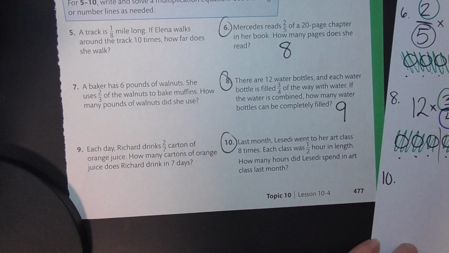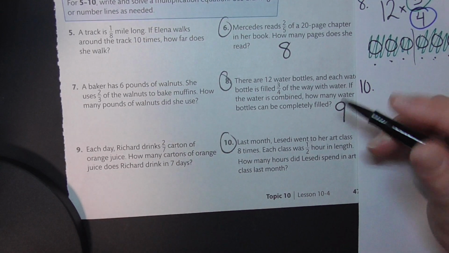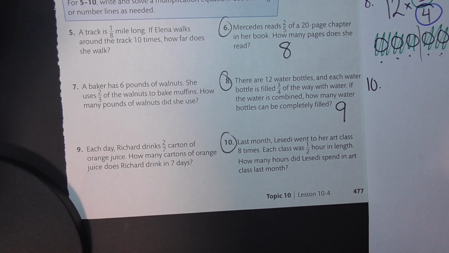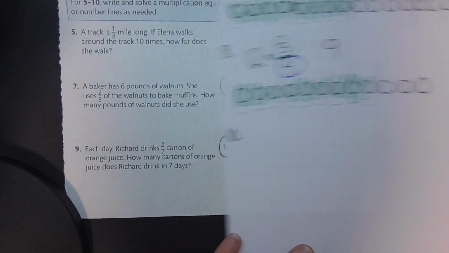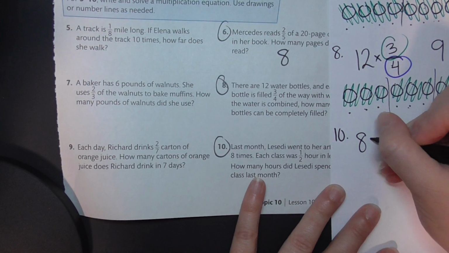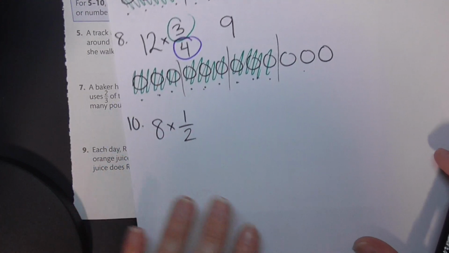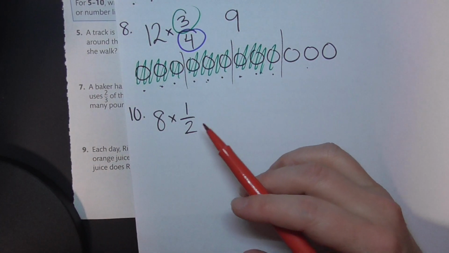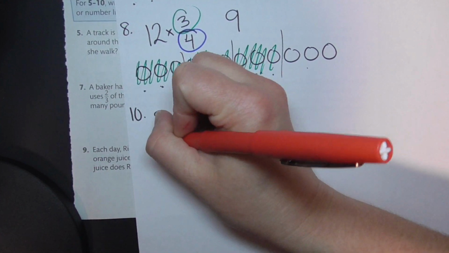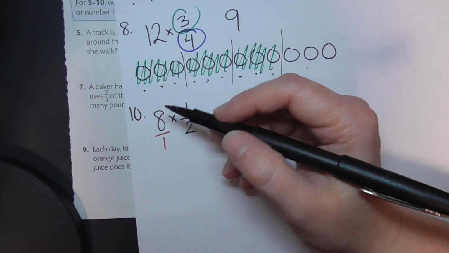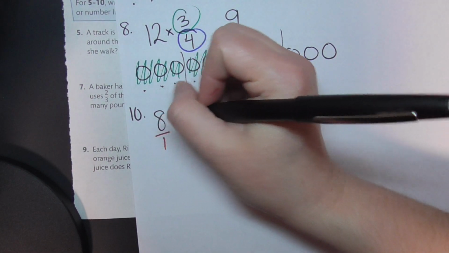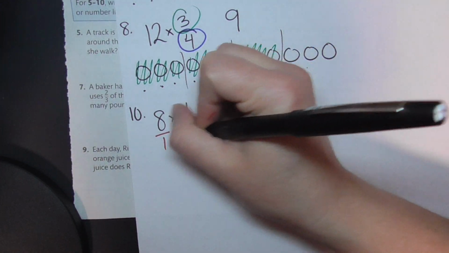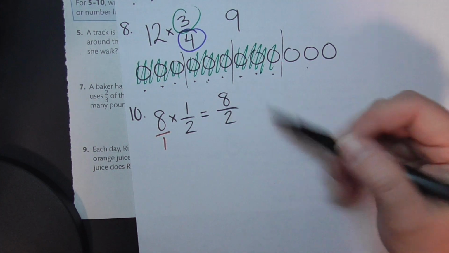Number 10. Last month, Leslie went to her art class 8 times. Each class was half an hour in length. How many hours did Leslie spend in art class last month? Okay, so we have 8 times 1/2. And for this one, I could use my picture method. It would probably work out very well, but I'm going to use my super secret method for this one, putting the 1 under the 8, making this a fraction as well, and then we're just going to multiply across. So 8 times 1 is 8, 2 times 1 is 2.